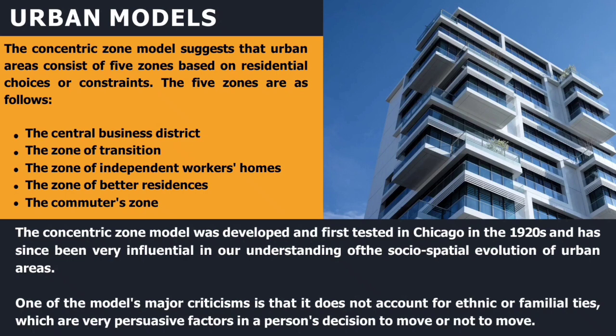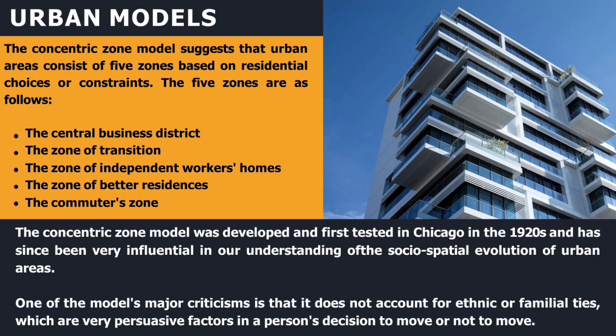Additionally, the concentric zone model suggests that urban areas consist of 5 zones based on residential choices or constraints. The 5 zones are as follows. First is the central business district. Second is the zone of transition. Third is the zone of independent workers' homes. The fourth one is the zone of better residences. And the last one is the commuters' zone.